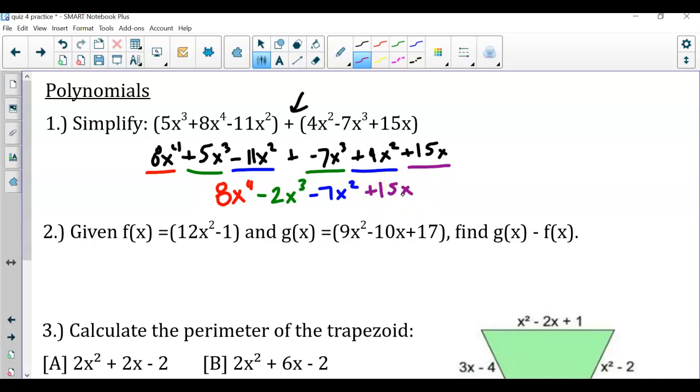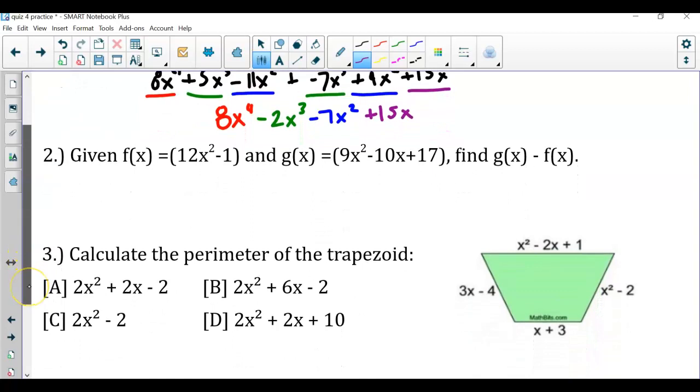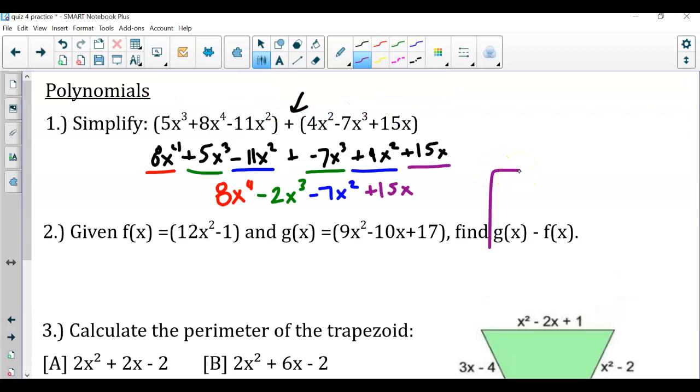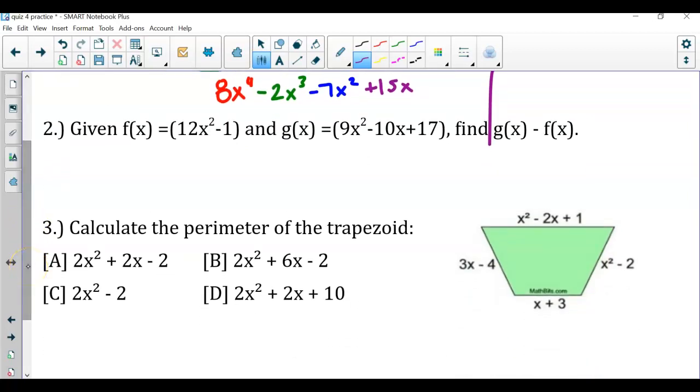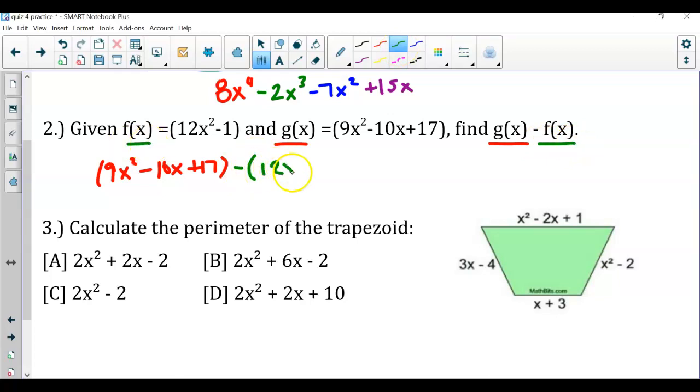Then question number 2 is focusing on function notation. So notice with the function notation, first is g of x. We have g of x first, which is 9x squared minus 10x plus 17. Then notice we are subtracting f of x from that, which here we're subtracting 12x squared minus 1.